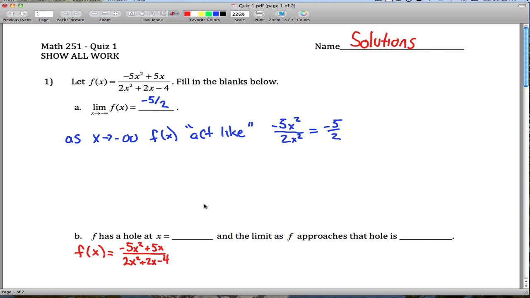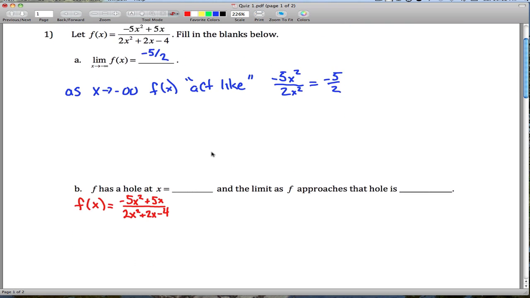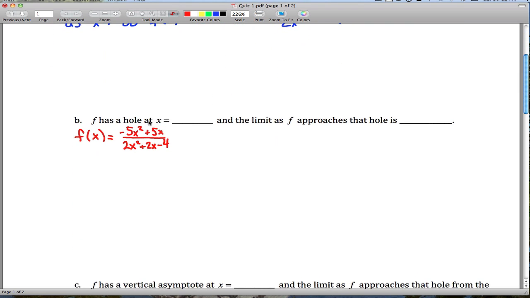Moving on to part B. We're given that f has a hole. We want to know where it is and what the limit is as we approach that hole. Okay, I rewrote f down here just so we'd have it on the screen. Remember, a hole is at the x values that make the numerator and the denominator equal to 0. It's kind of hard to tell what those are just by looking at this function, but what we can do is factor the top and the bottom and see if we can find a common factor that will make both the top and the bottom 0.